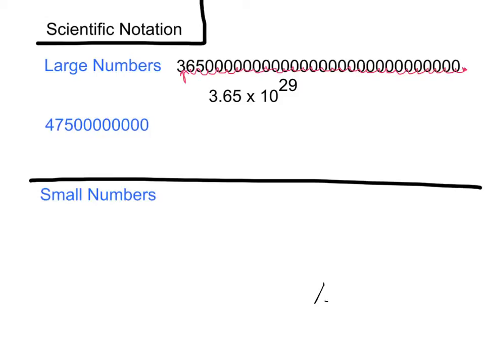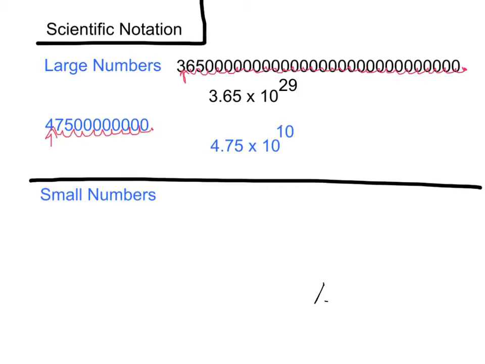Okay, so here's another number we're going to do the same thing with. Not as many zeros, so it'll be a little bit easier. Again, we only want one number in front of the decimal, so I'm going to end up with 4.75 times 10 to some power. To get that power, I start here and I want to get to right here, where the decimal is. So I count 1, 2, 3, 4, 5, 6, 7, 8, 9, 10. So I'm going to put 10 to the power of 10.